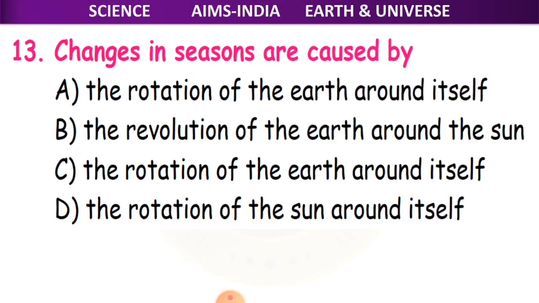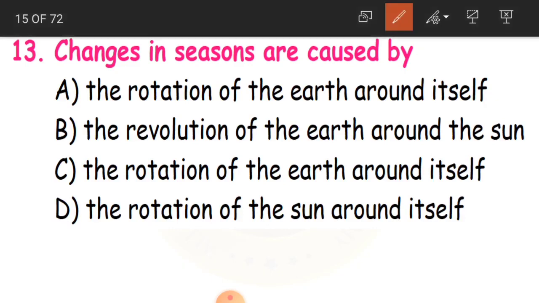Now, 13th one, changes in seasons are caused by... So we have the seasons. Mainly we have 2 seasons, summer and winter. But in between you have 2 more seasons, which are spring and autumn. So completely we will be having 4 seasons around a year. So the changes in season from summer to autumn, autumn to winter, winter to spring, all these changes in seasons are caused by.